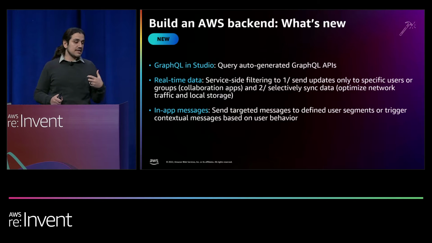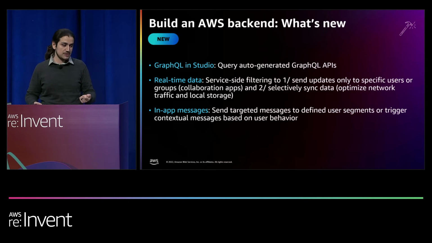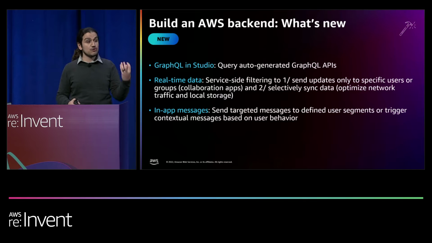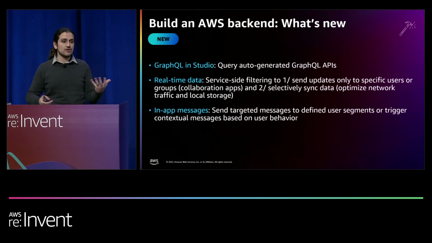We've also now released in-app messaging, which is a new notification channel that allows customers to segment and trigger contextual messages for customers based on their behavior in their applications. And we also provide you with UI components that you can then use in your application to make it easier to display those contextual messages based on the user's behavior.